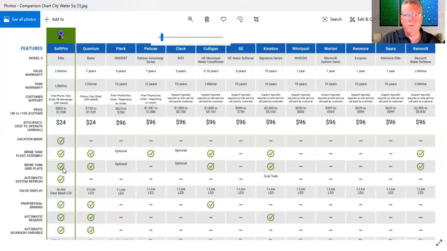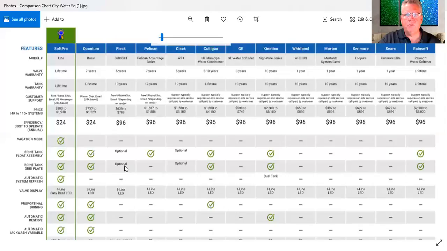So over a period of time, especially if you're going through salt really slowly, the salt basically shrinks and expands and starts clumping together over the top of the water level, so the water cannot dissolve the salt to create a brine, which is what you need to recharge the resin when the system regenerates. The Soft Pro and the Quantum both include that.